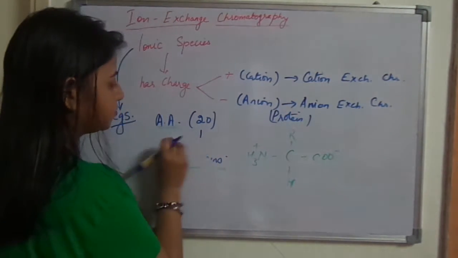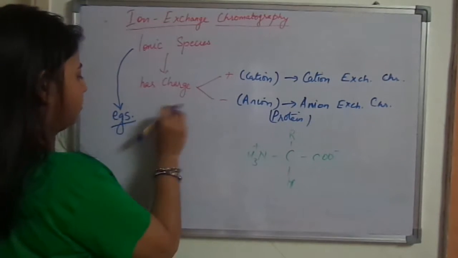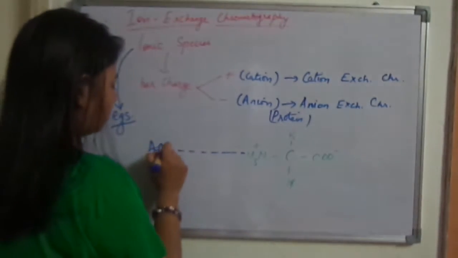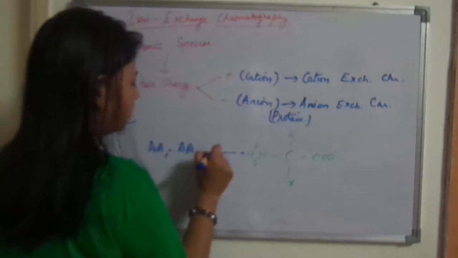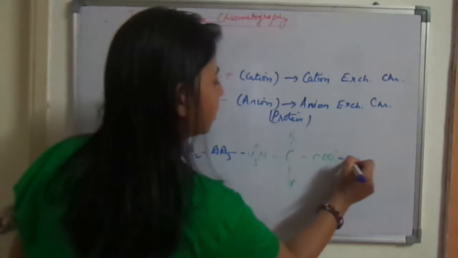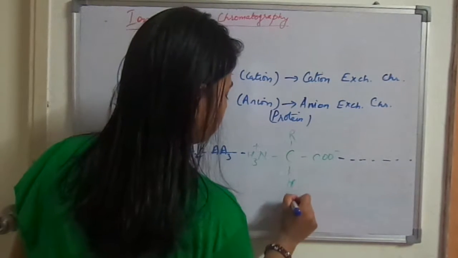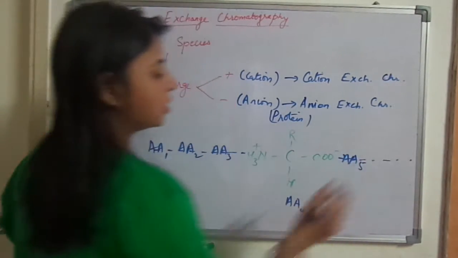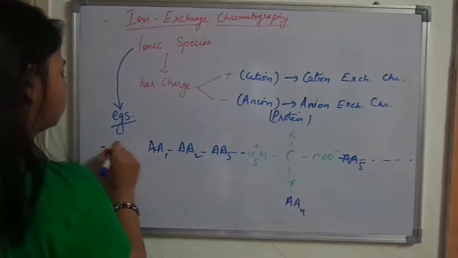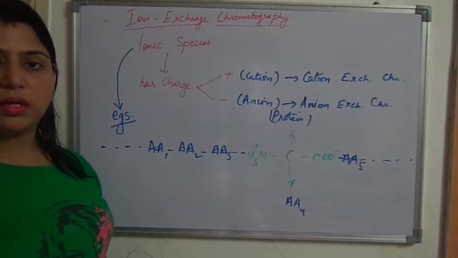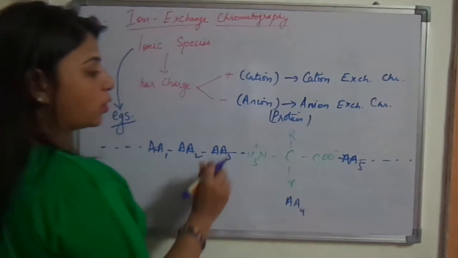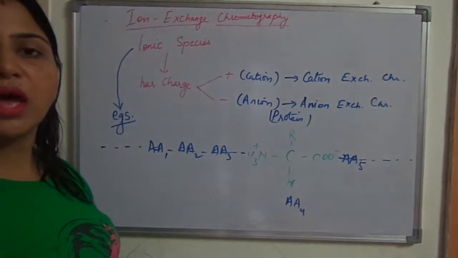If I talk about this, there may be amino acid 1 over here, amino acid 2, amino acid 3, in this way. And here also, this one is amino acid 4 and then amino acid 5, 6 and many amino acids, and so on and so forth, are making this protein. Right? Now due to these many amino acids, this protein is going to have a charge.